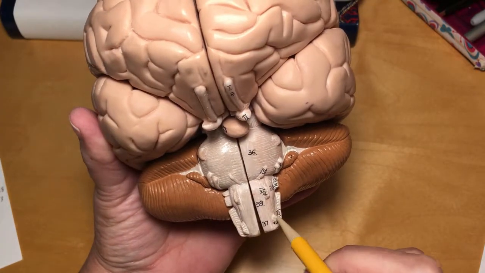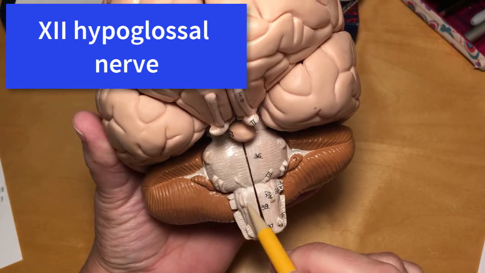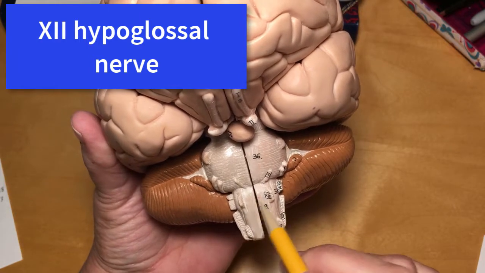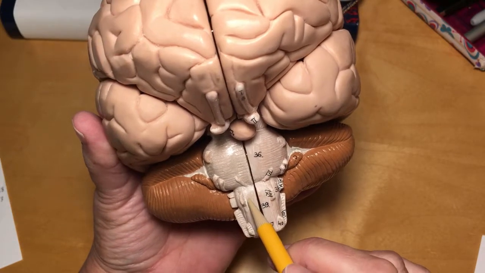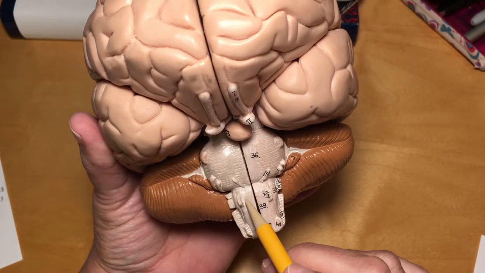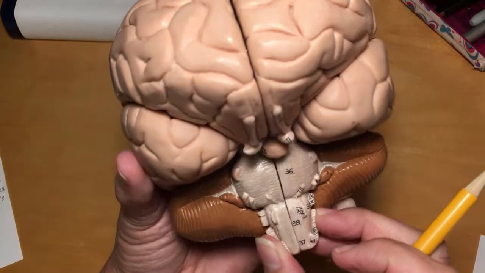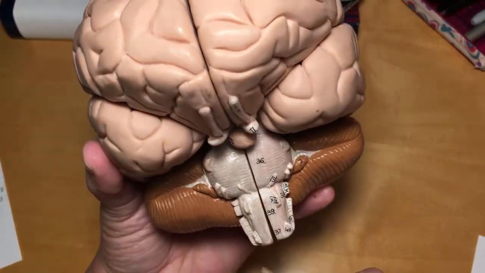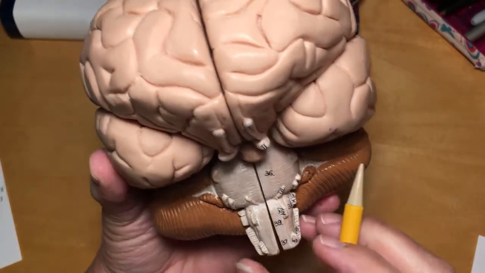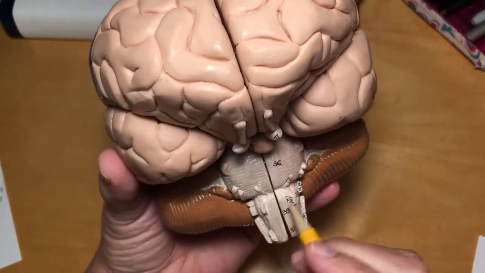And number 12, we're jumping way back up and back to the middle. This is 12 up here. That's sort of in the middle of the medulla oblongata. That's the hypoglossal, and that's a motor neuron that's sending out motor impulses to help you move your tongue around. You use that in swallowing and in speaking.